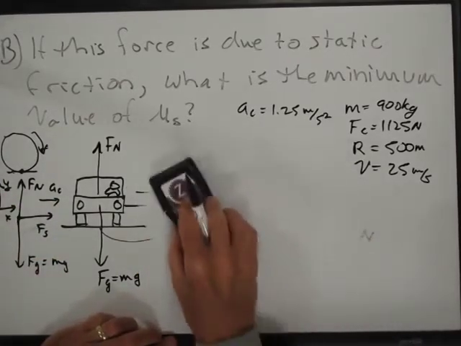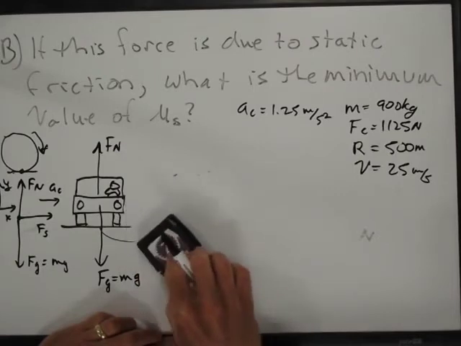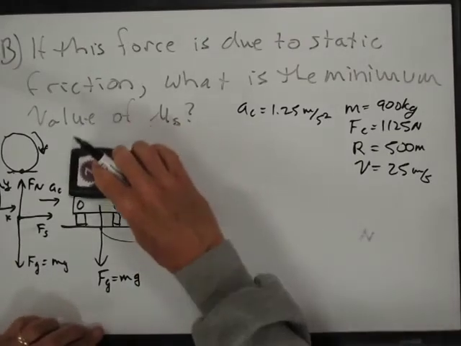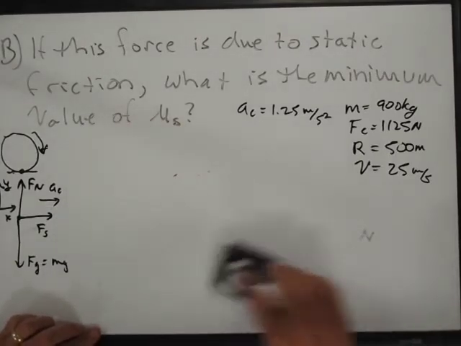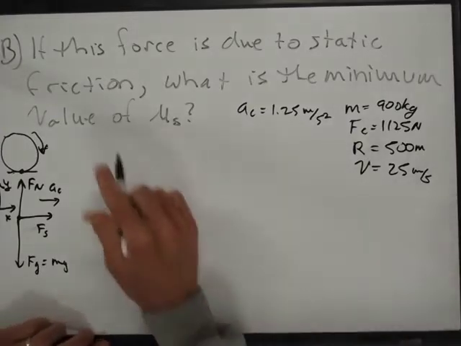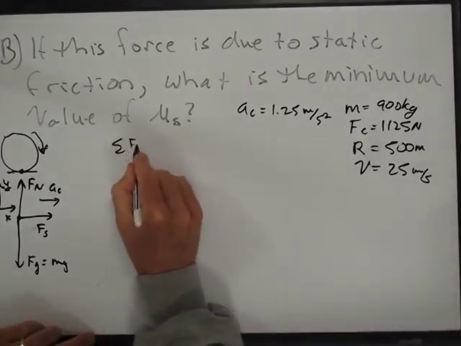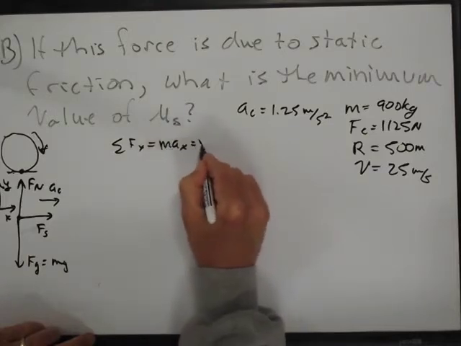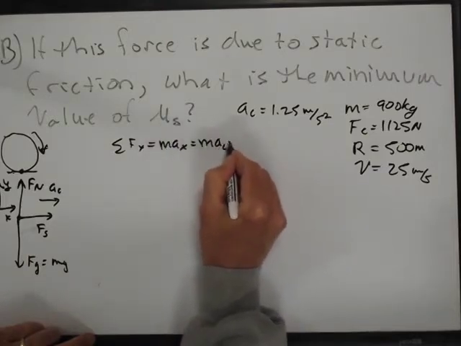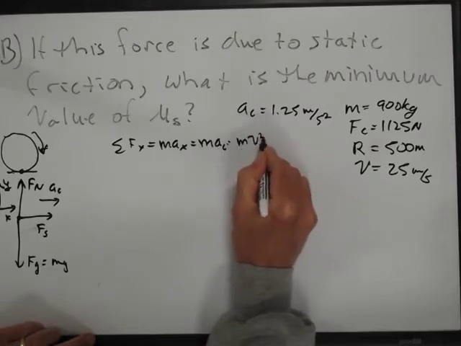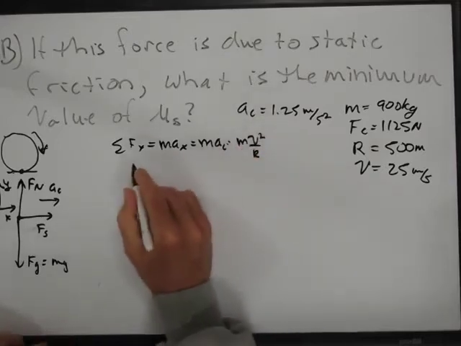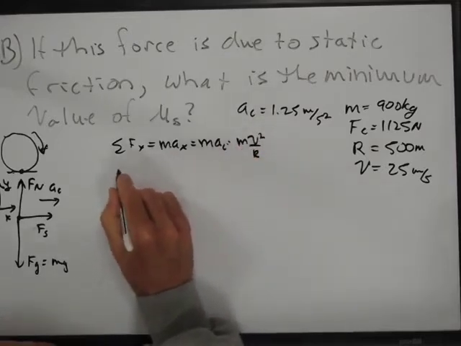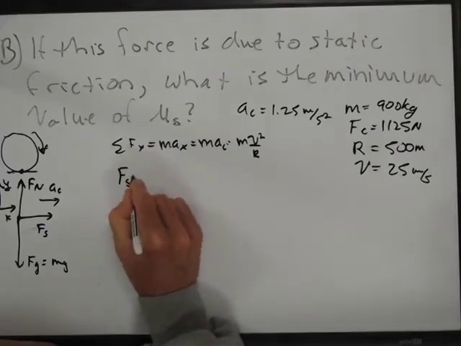Since I've got my free body diagram, I'll just erase that. And now I can just say, look, sum of the forces in the x direction equals m a sub x. That's equal to m a sub c, which is equal to m v squared over r. And then the forces are just the static friction force.